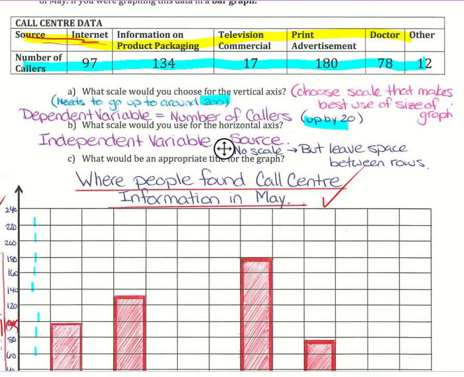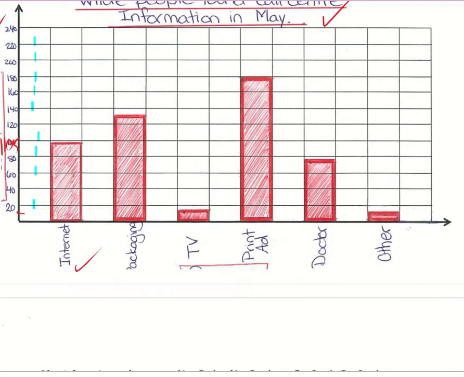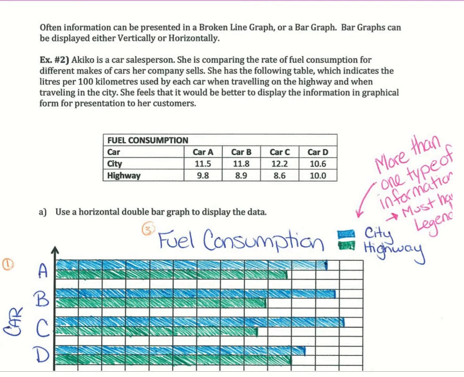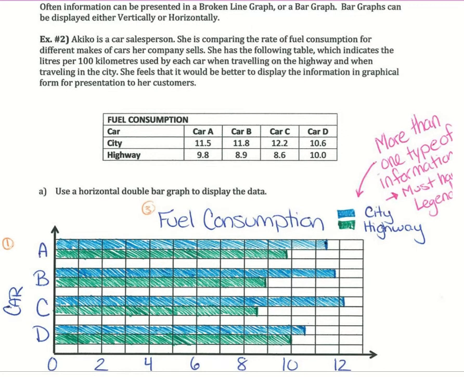And we take a look at our scale. We talked about that. What would be an appropriate title for the graph? Again, you can see where people found their call center information. So that's how we came up with our title. All right. So we can take a look here.